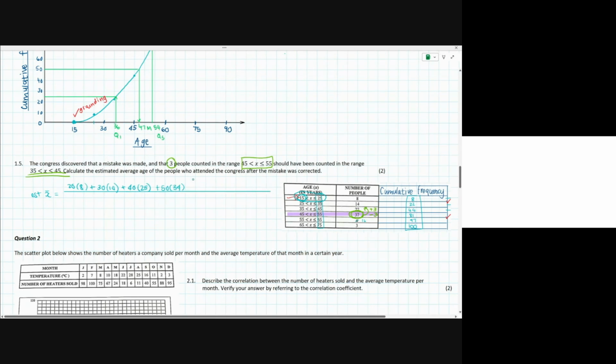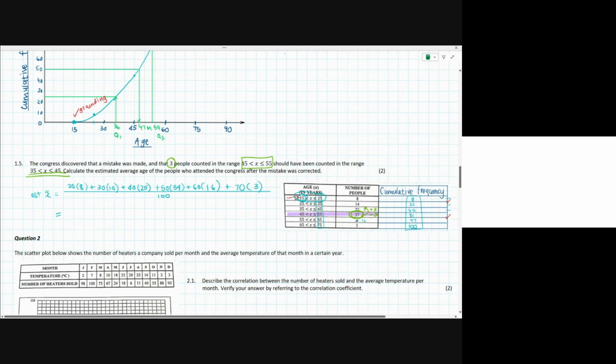And so we keep going. Plus 60 times the frequency of 16, the A value that we worked out, plus 70 times the frequency of 3. So estimated mean is the midpoint of each interval times the frequency added together, divided by the total number, which we know is 100.